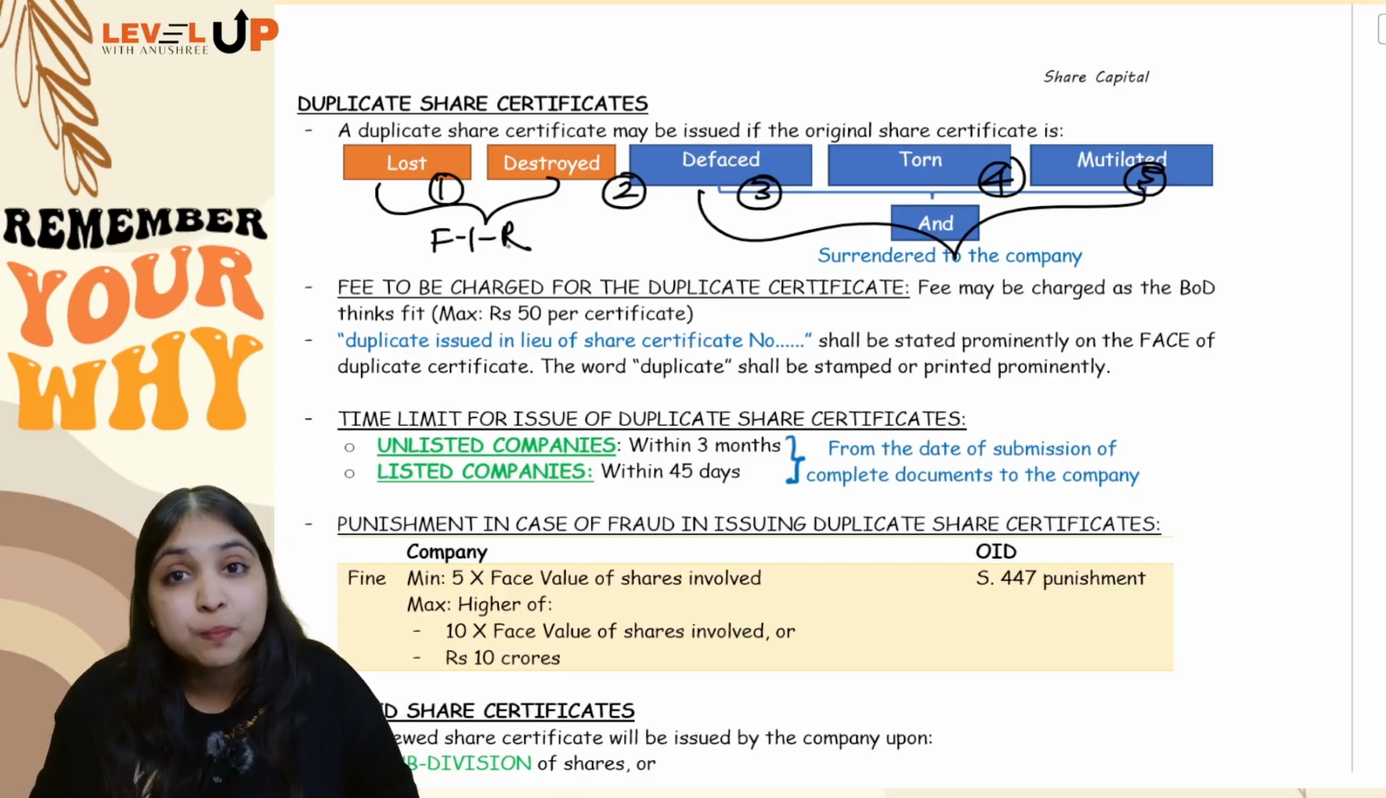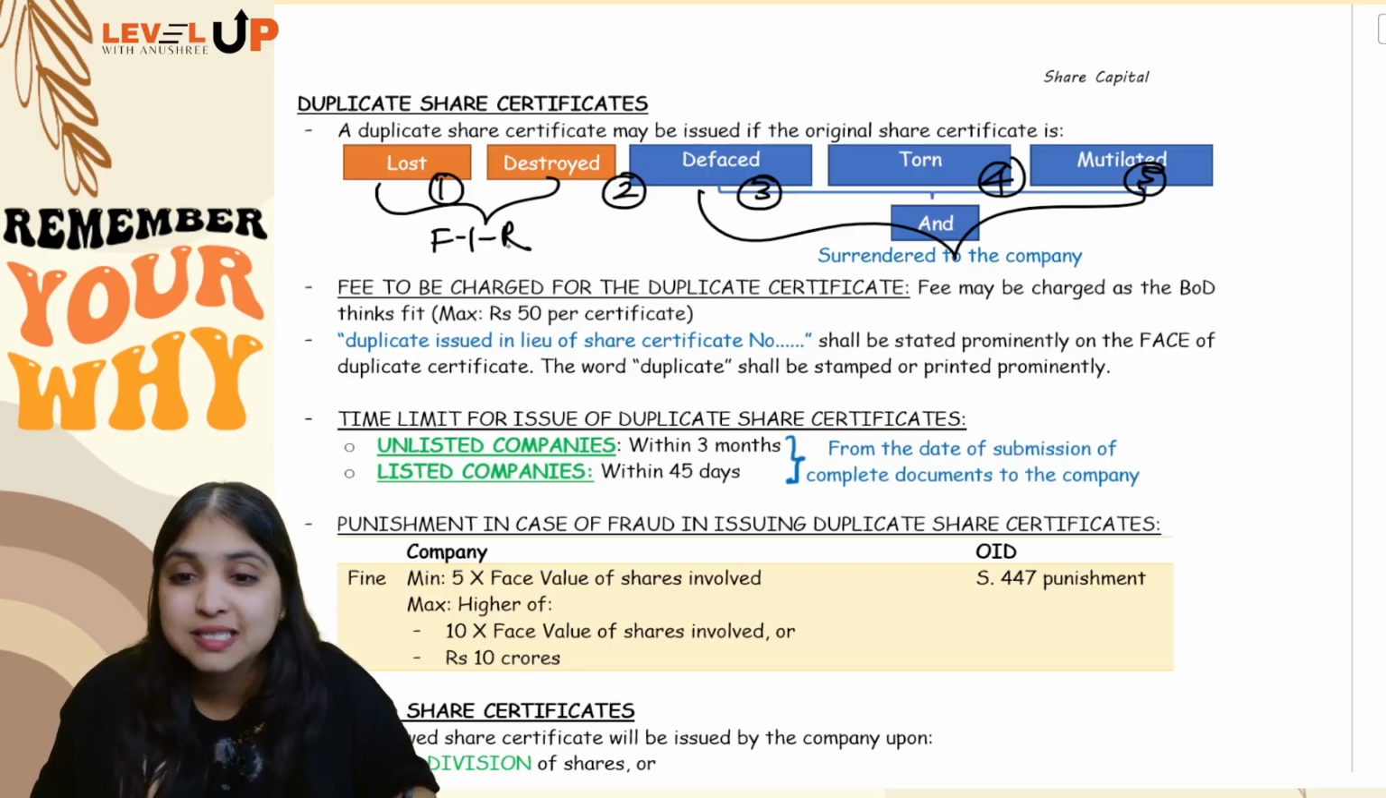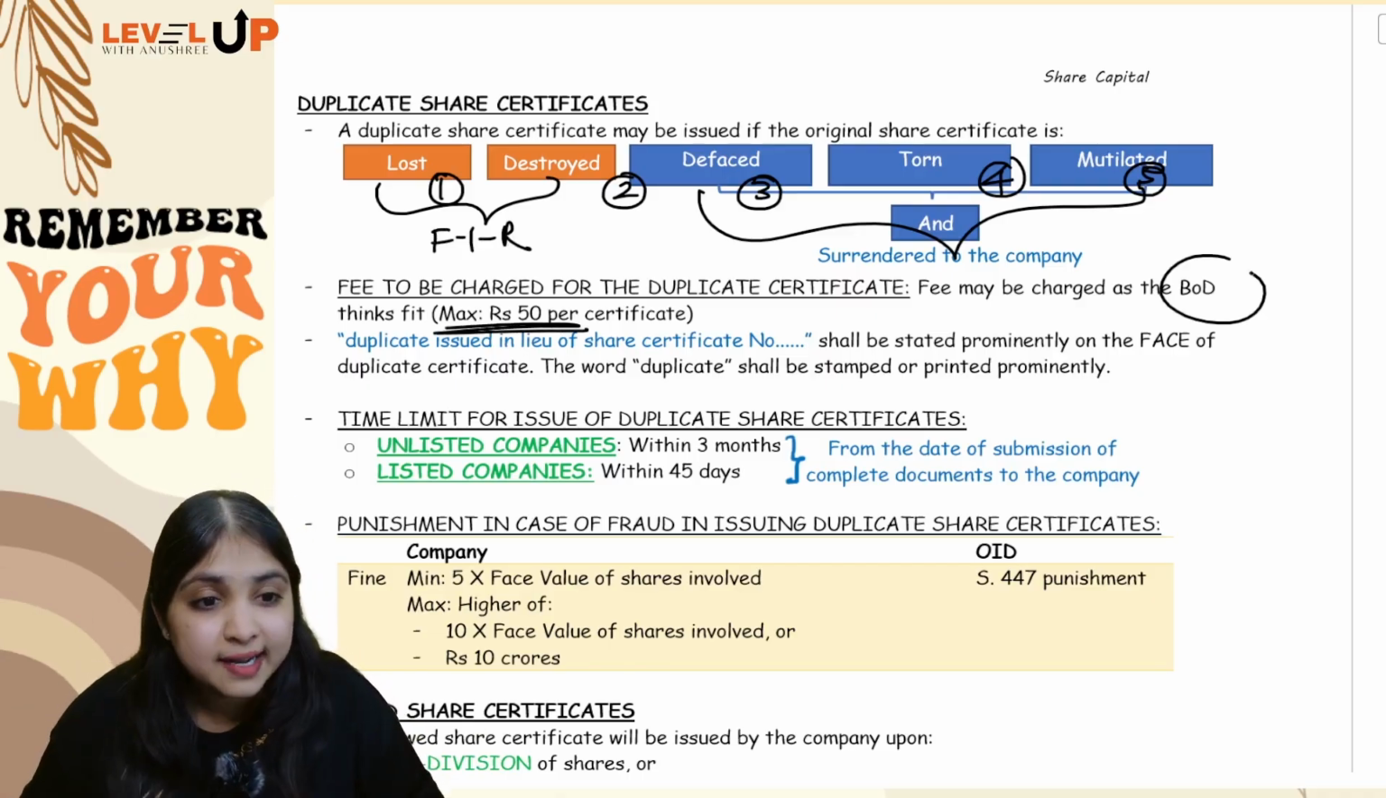Then we learned for duplicate share certificates, the company can charge a fee, but maximum how much? Maximum 50. And who will decide? The board will decide.